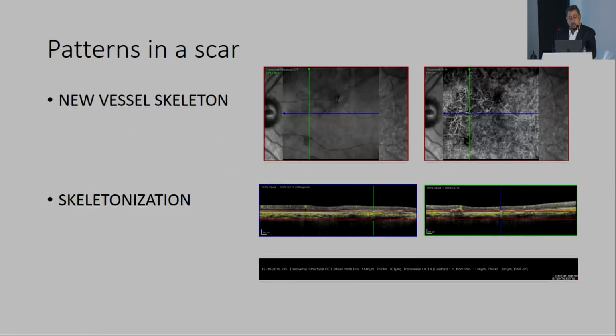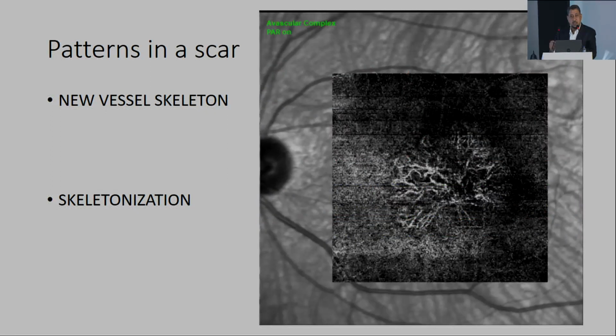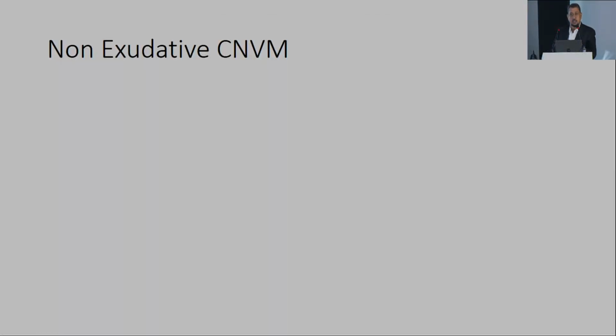And this is another, it's called skeletonization. You can see the pattern. All the vessels look like the typical radiological skeletonized appearance, where there's no consistent flow inside them. So this is an OCTA picture of a skeletonized or a regressing membrane. So we'll just skip this, and this is an important thing to know.